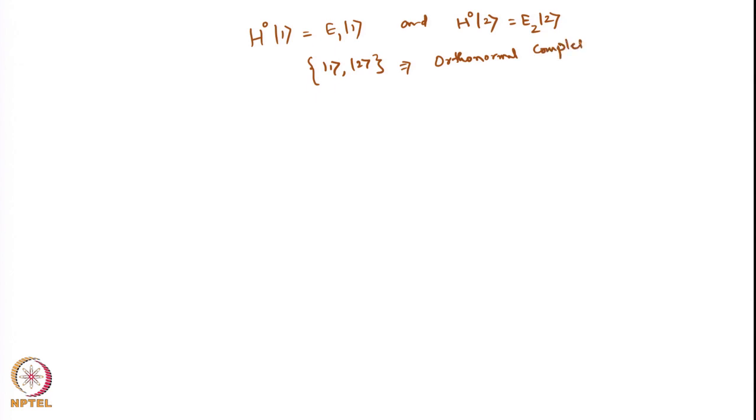If we had a time independent Hamiltonian H naught and had two solutions, psi 1 and psi 2, with energies E1 and E2, such that 1 and 2 form an orthonormal complete set. That means the overlap integral of 1 over 2 will be equal to 0, and the overlap integrals of 1 over 1 and 2 over 2 equal 1.